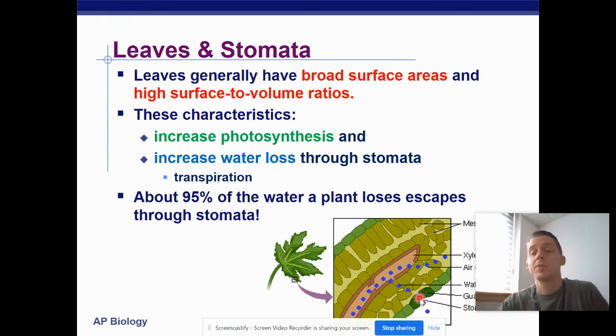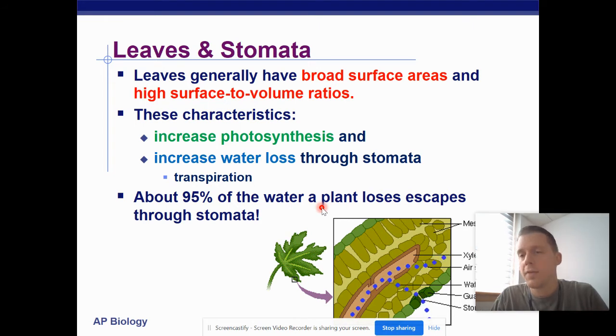The stomata are on the underside because this is where water vaporizes and leaves a leaf. If it was on the top where the sun was hitting it, it would happen a little bit too fast. So the stomata are usually on the bottom to make this process a little bit slower. Notice how the water is leaving through the stomata. And as it says here, about 95% of the water escapes through the stomata.